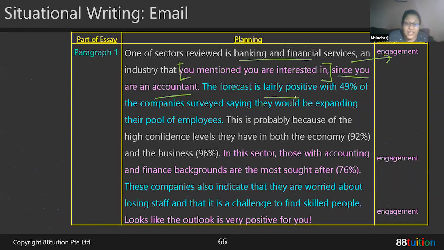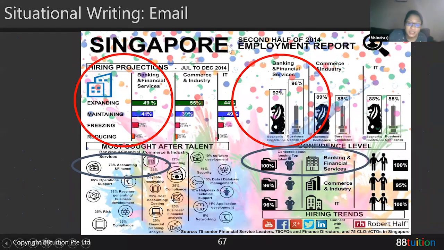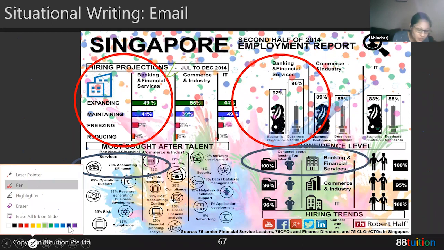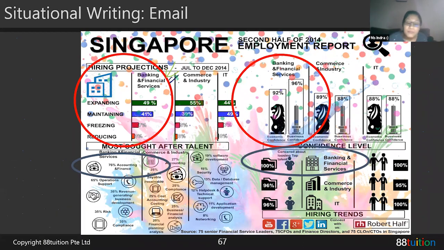The forecast is fairly positive, with 49% of the companies surveyed saying that they will be expanding their pool of employees. Now, how do we know this, students? Let me bring your attention over here. We had this over here, and you realize that I've actually drawn the marking over here. This is what we're looking at, 49%.